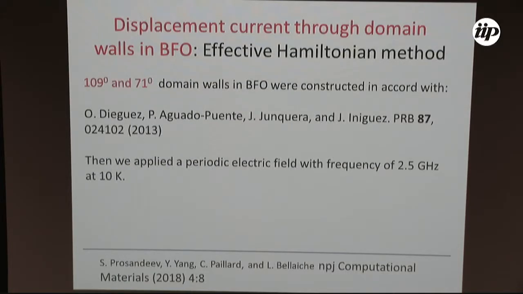So what we did, we used the effective Hamiltonian method, like in the previous example, and we considered two types of domains, 109 and 71 degree domains in BiFeO3, and the construction of those domains was in line with the very well-known study by Diéguez and others shown here. And then we applied a periodic electric field to this system. So the field was at 2.5 gigahertz and the temperature was 10 K. The results were published in the NPG Computational Materials journal.